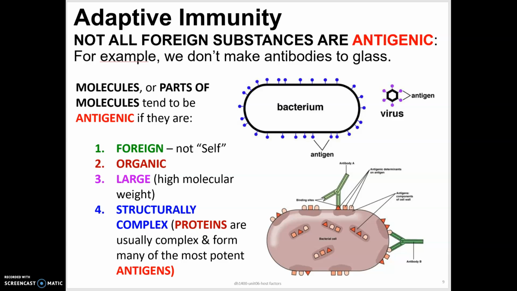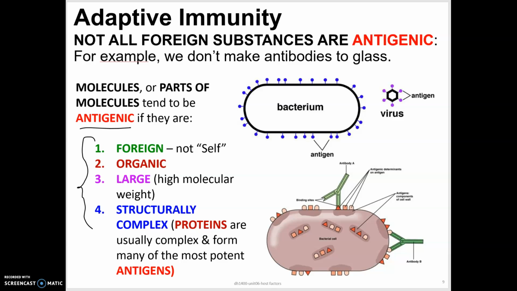Something is antigenic. Antigenic means something that will cause an immune response. So an antigen is what causes an immune response. Antigenic is something that could cause an immune response. So these are four things that make up the loose definition of an antigen. First, it has to be foreign. So it has to be not self or not of our body.